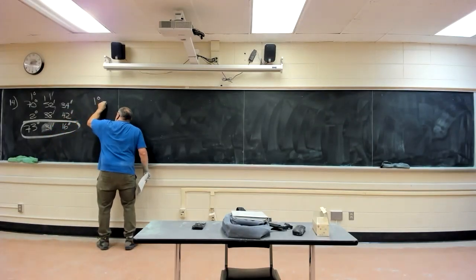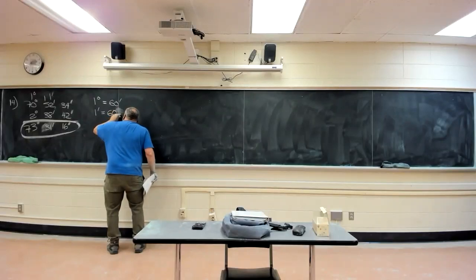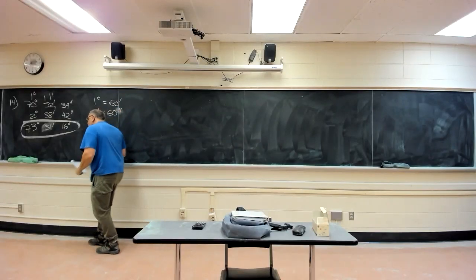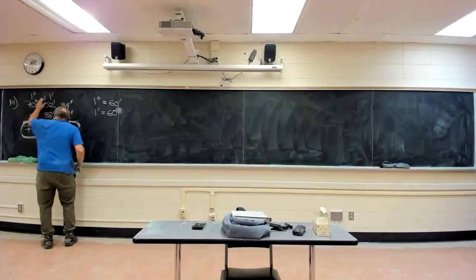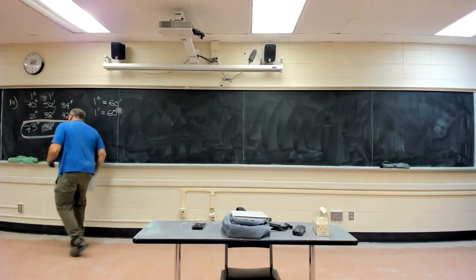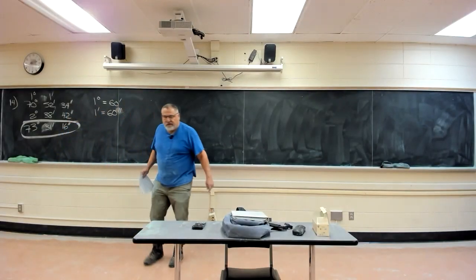One degree is 60 minutes. 1 minute is 60 seconds. So you've got to keep making those conversions. Every time you hit 60, you call it 1 of something, and you put the 1 over here, add them together and go for it. So 73 degrees, 31 minutes, 16 seconds.